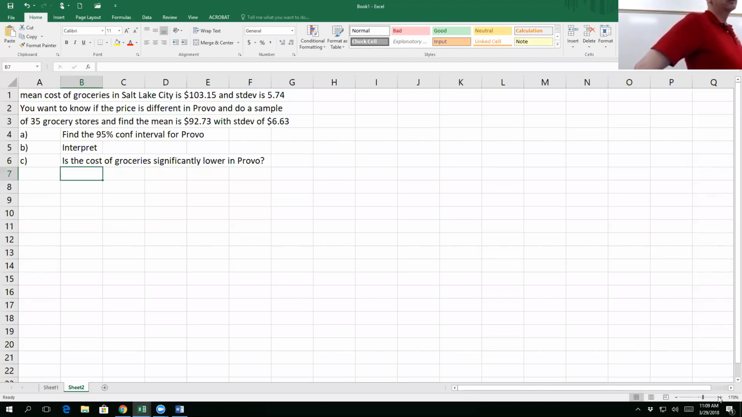Okay, so what's the first question you should ask yourself? Do I know the population standard deviation? Yes. Okay. So it's going to be a Z. Does anybody disagree with me? No, because what are we assuming the population is? What? That's a better question. What is the population?